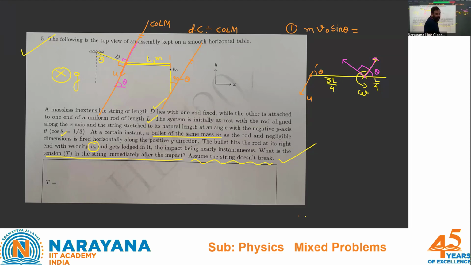Right? And just after, because of the center of mass velocity, I have taken this velocity as some final velocity perpendicular to the string. So I could have written this term as 2m vf perpendicular. Check this.